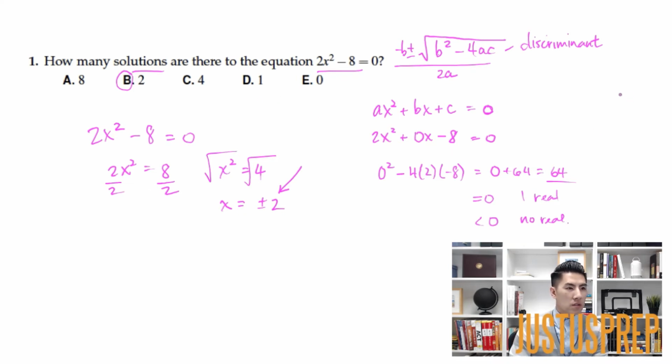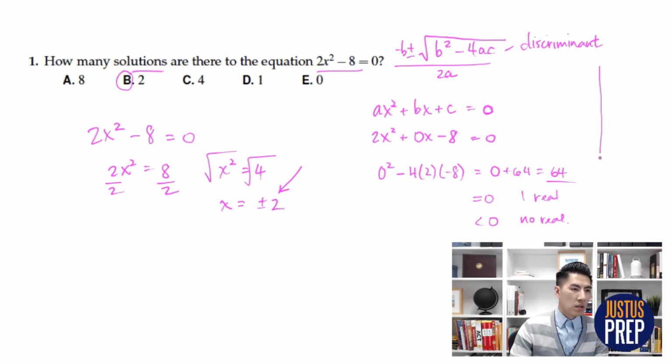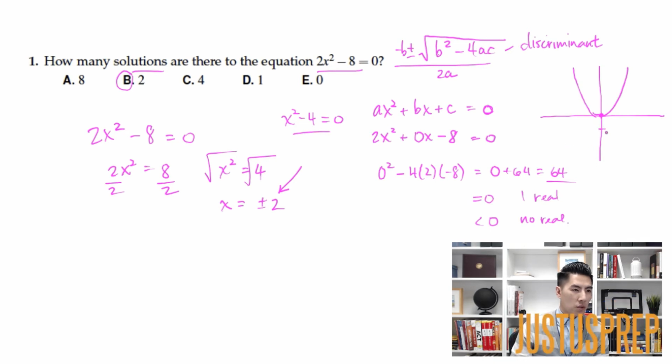Another way to do this is to graph this quadratic. Let's just say I'm going to simplify this. I'm going to divide everything by 2, and I get x squared minus 4 equals 0. Now, the graph of x squared is a parabola, right? It looks like that. Goes to the origin and looks like that. X squared minus 4 is the same parabola shifted 4 units down.